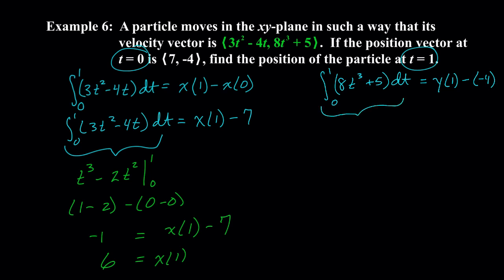All right, so we can evaluate this. It's going to give you 8t to the 4th over 4, which reduces to 2t to the 4th, plus 5t. And this is equal to y of 1 plus 4. This part is evaluated between 0 and 1. Plug 1 in, you're going to get 2 plus 5 minus 0 plus 0.